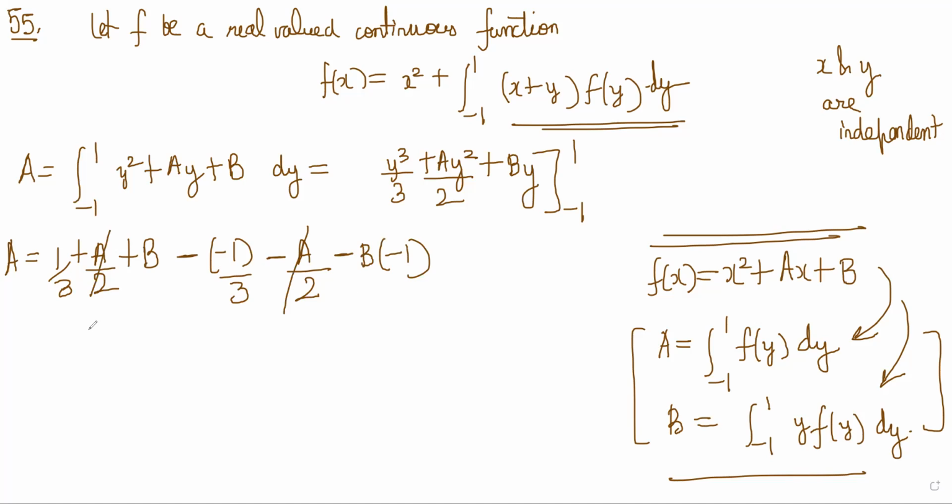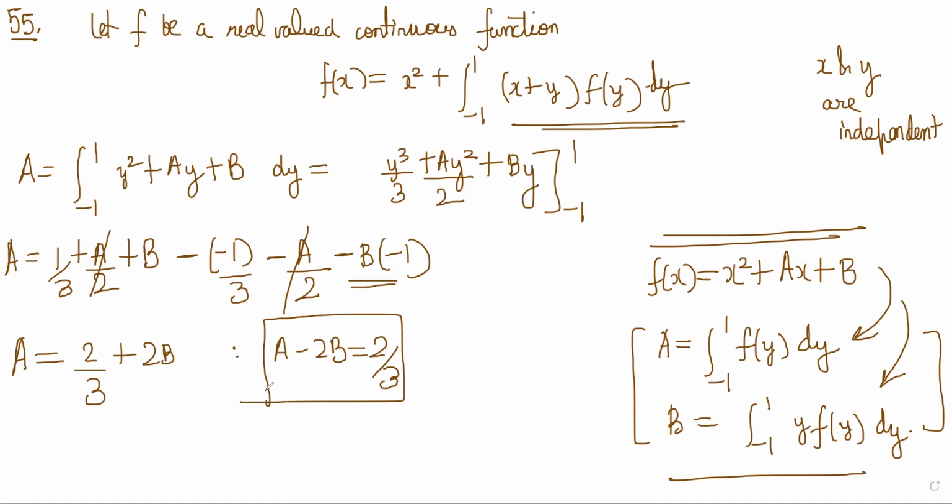a by 2 gets cancelled and you have plus 1 by 3. So 2 by 3 plus b plus b, so plus 2b is equal to a. So the first equation you get is a minus 2b is equal to 2 by 3, right? We need another equation to solve it really. So we'll use the second condition here, right? So let's see what we get there.